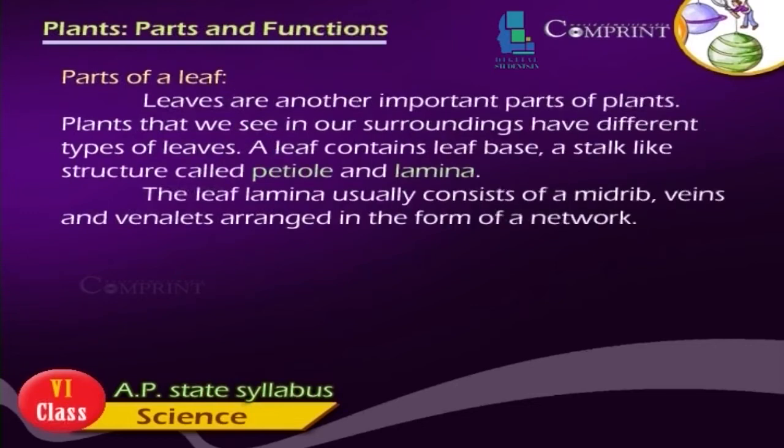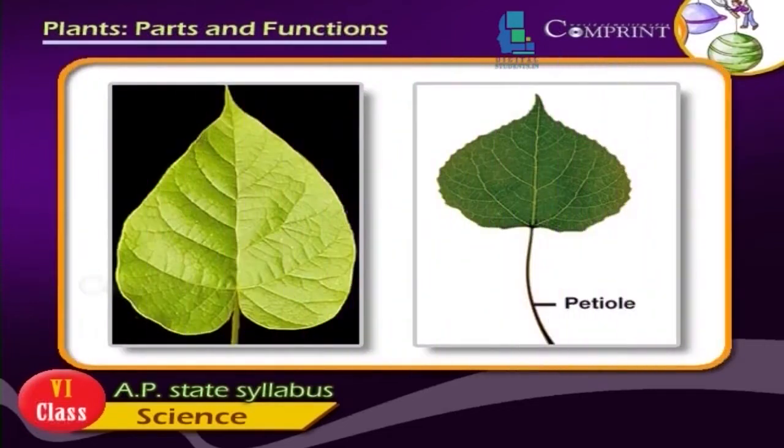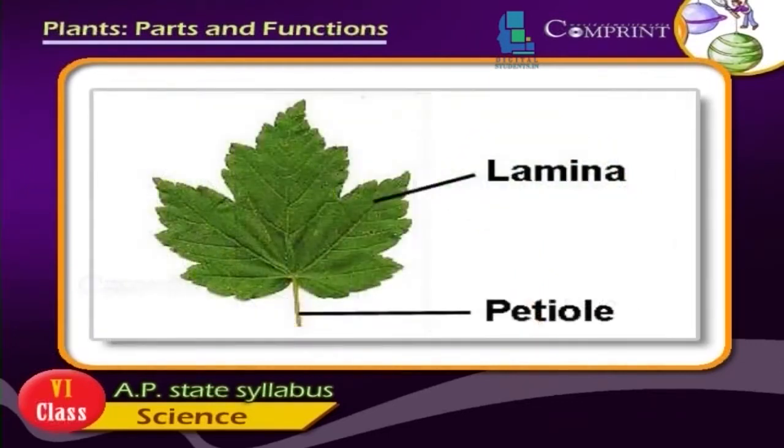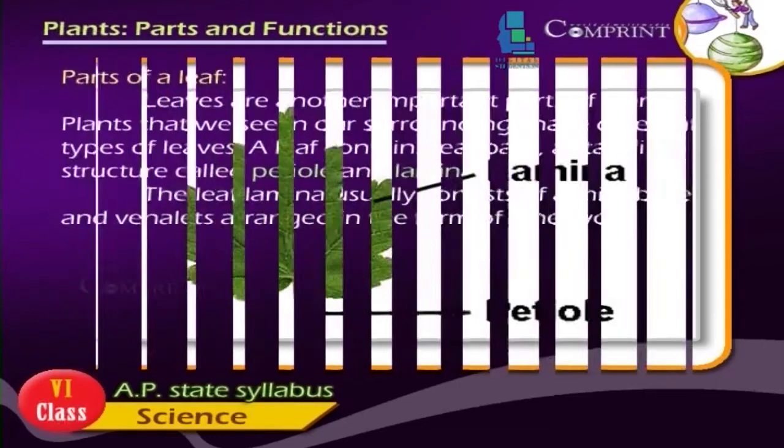Parts of a leaf. Leaves are another important part of plants. Plants that we see in our surroundings have different types of leaves. A leaf contains a leaf base, a stalk-like structure called petiole, and lamina. The leaf lamina usually consists of a midrib, veins and venules arranged in the form of a network.